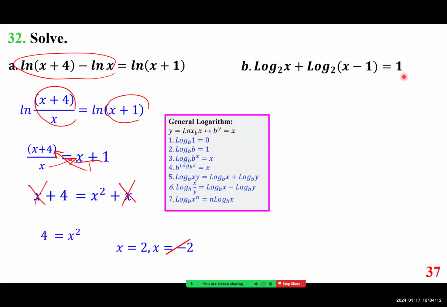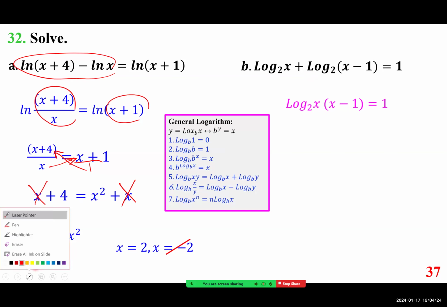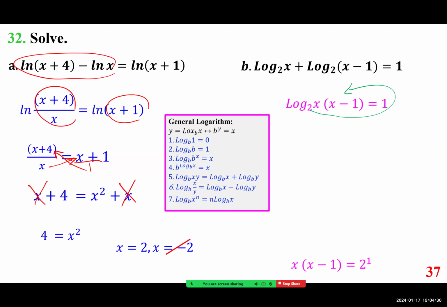We have a number on the other side. So we bring all the logs together into a single log as log of x times (x minus 1). And now we go with the definition. So x times (x minus 1) is 2 to the power of 1. This is obviously x squared minus x. And we're going to move the 2, becomes minus 2.